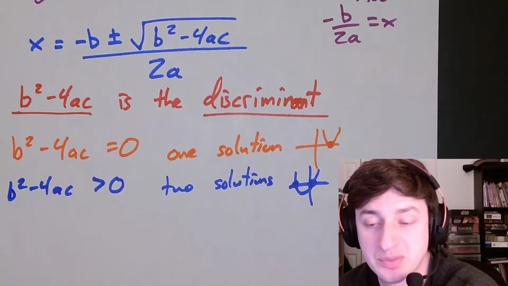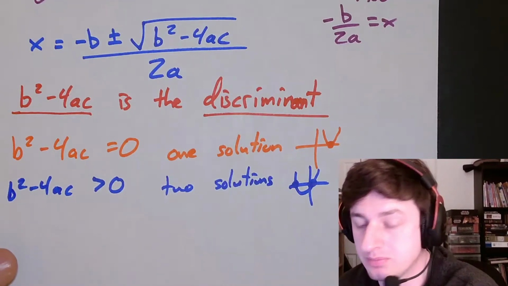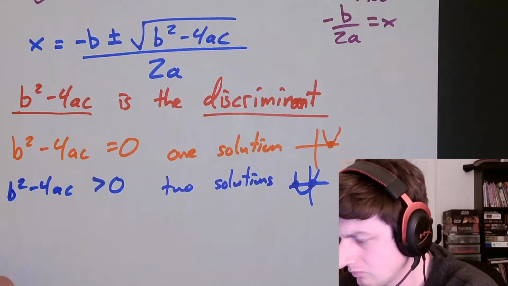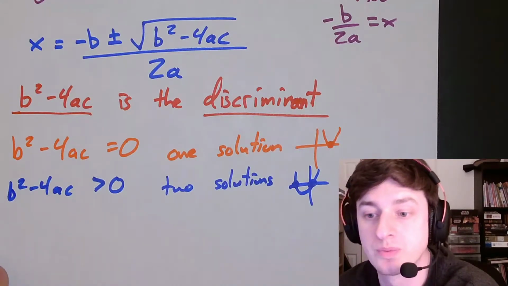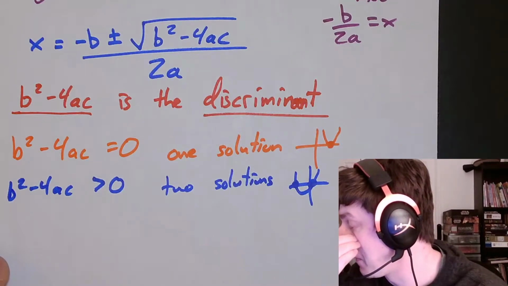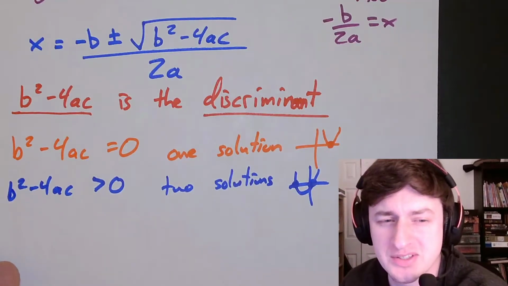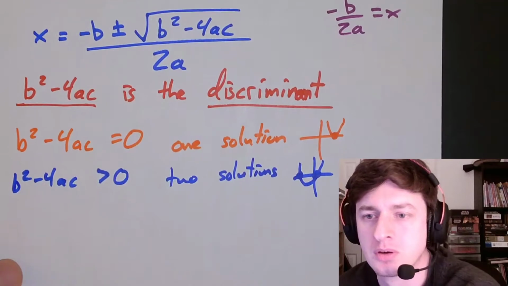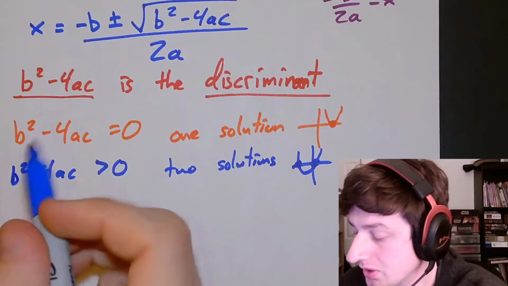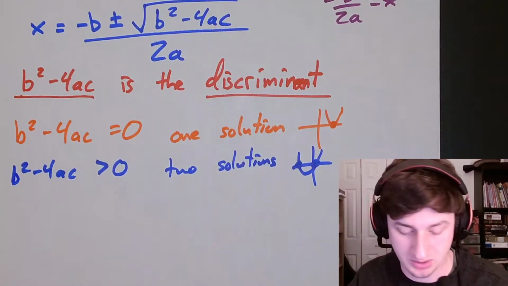And so if that's a positive number, that square root's a positive number, then we have two solutions, two real solutions. And now this is why we talked about imaginary numbers the other day, because there's another possibility.